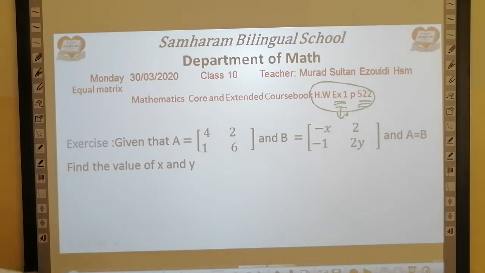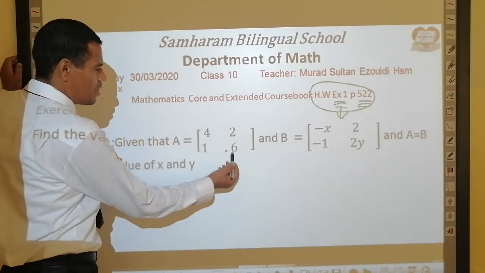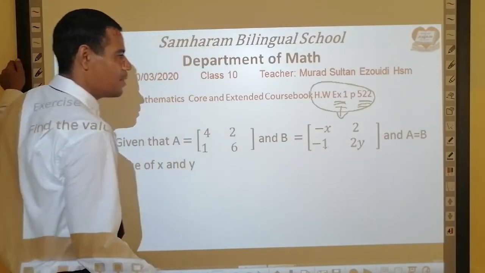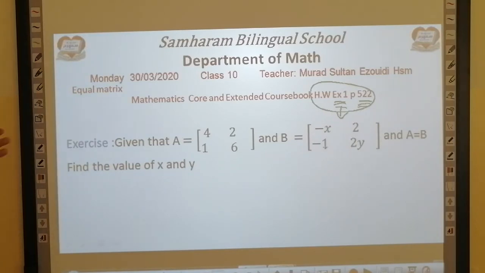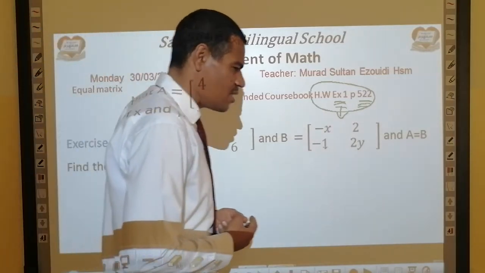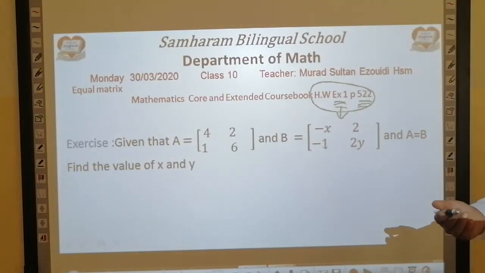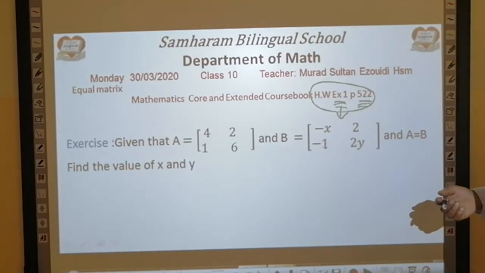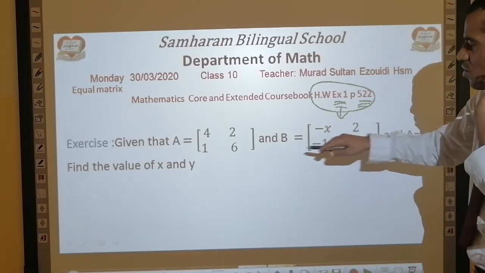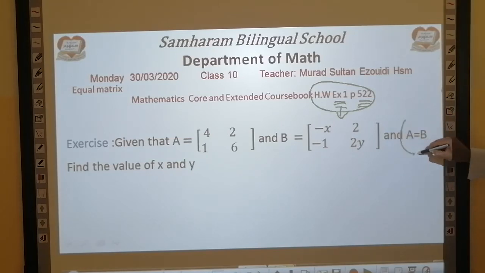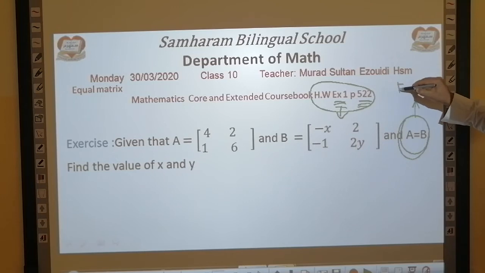Given that A equals 4, 2, 1, 6, and B equals negative x, 2, negative 1, 2y. Okay, why are x and y included here, my kids? Because of the identical matrices, meaning that both matrices should be equal, so I should find x and y. Look here, given that A equals B, it means what? It means equal matrices.